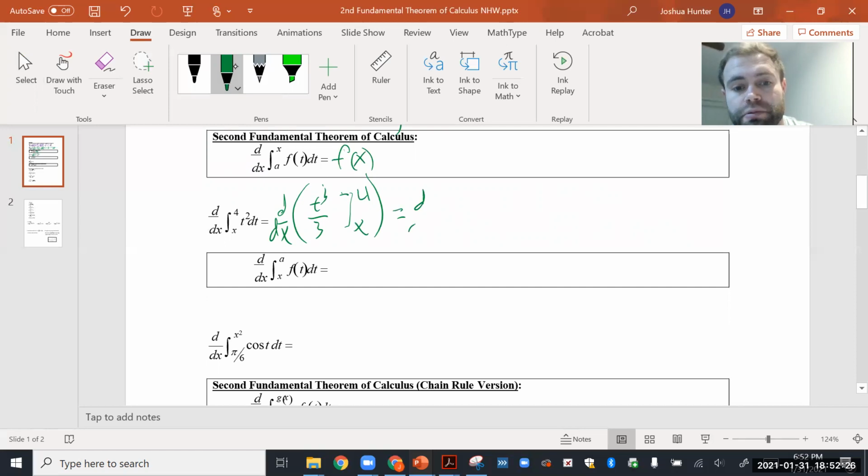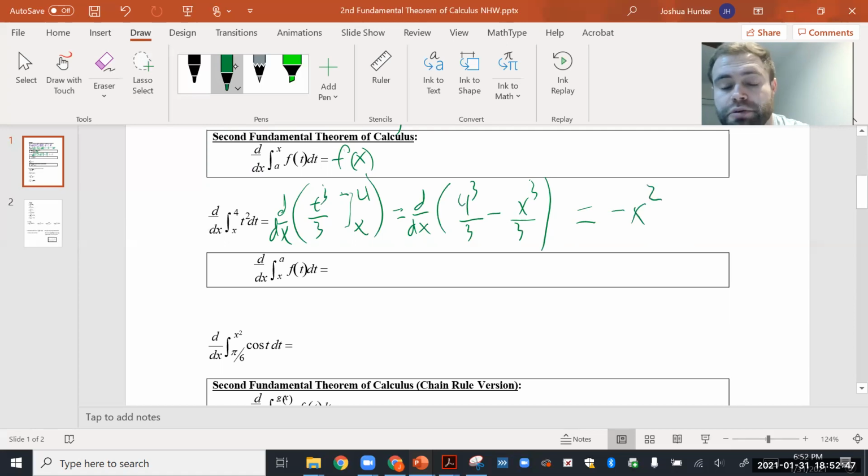And that would equal the derivative of, we would now plug in our upper and lower limits. So that would be 4 cubed over 3 minus x cubed over 3. Derivative of the first would be 0. Derivative of the second term would be a negative x squared. So the difference this time is that negative.